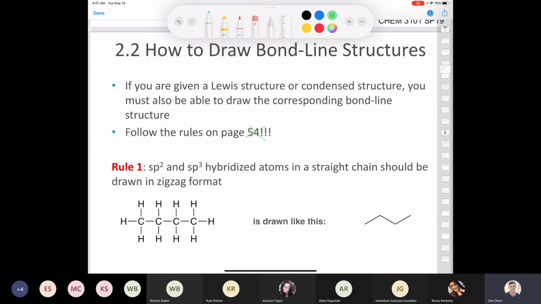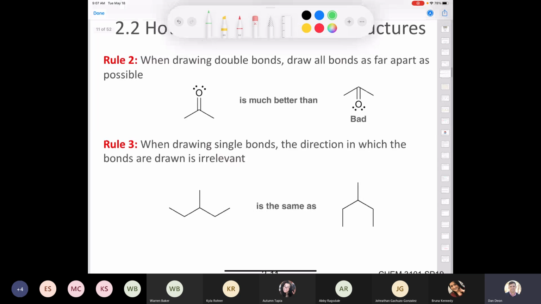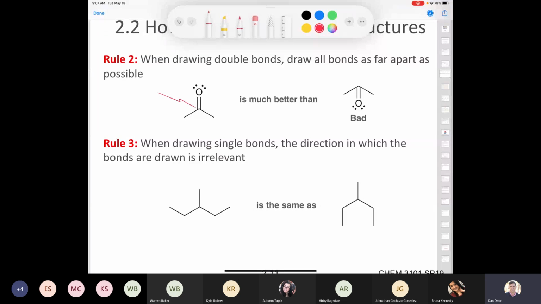Anyhow, rule number 1, when you have sp2 and sp3 hybridized carbons, you draw them in a zigzag format, kind of like Charlie Brown's shirt, squiggle, squiggle, back and forth. What's another rule? When you have a double bond, you draw everything as far apart as possible. Why? Because this carbon is sp2 hybridized, and this bond angle should be close to 120 degrees. So you want it to be trigonal planar.